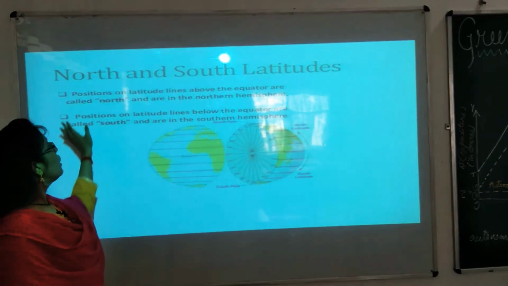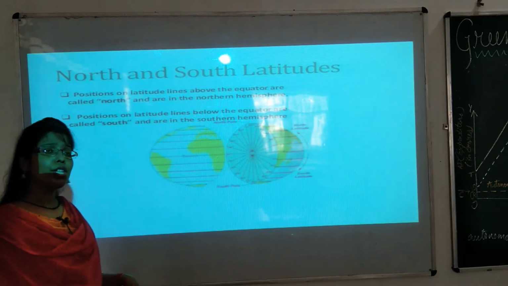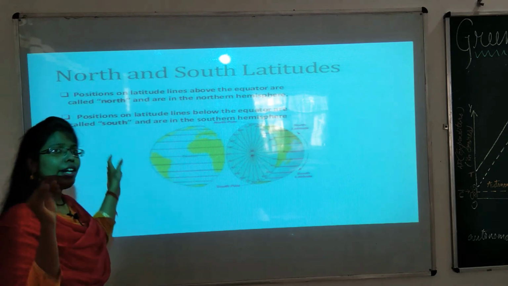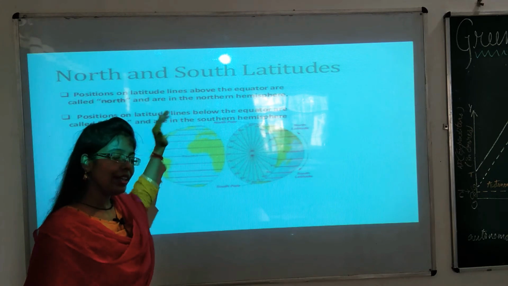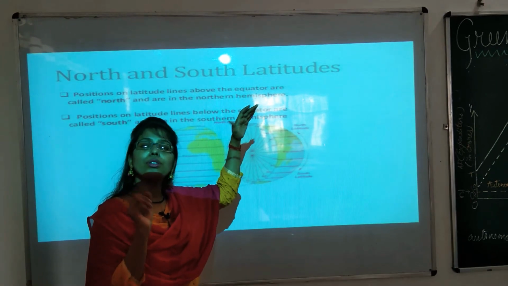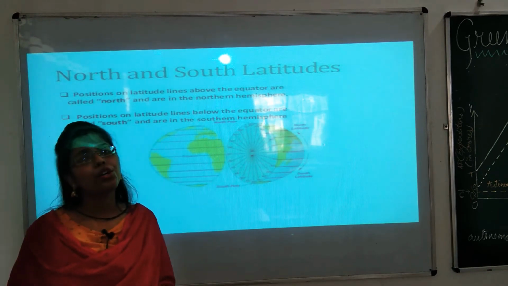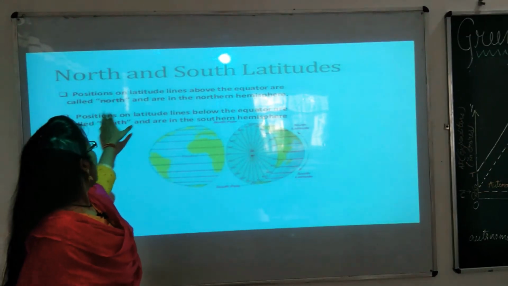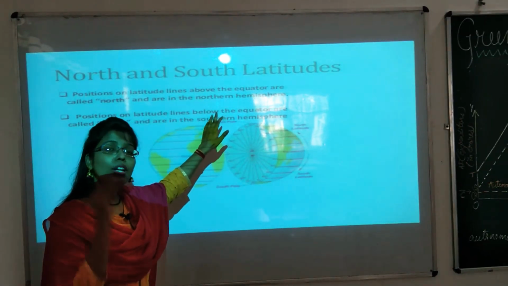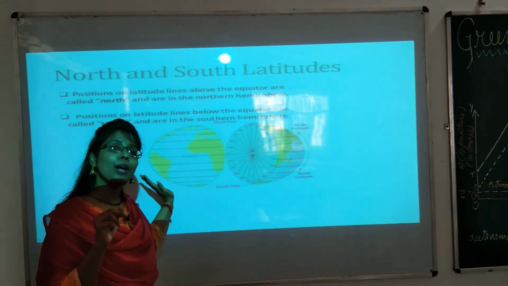Now next, north and south latitude. I already told you about north and south latitude. Now let us look here. Positions on latitude on the lines above the equator represent north. What does it represent? North. Just now I have shown you on the globe. They are in the northern hemisphere. North latitudes are found in the northern hemisphere.